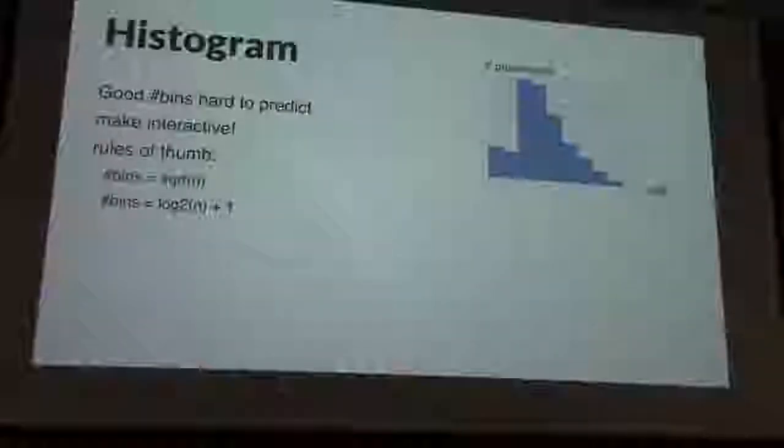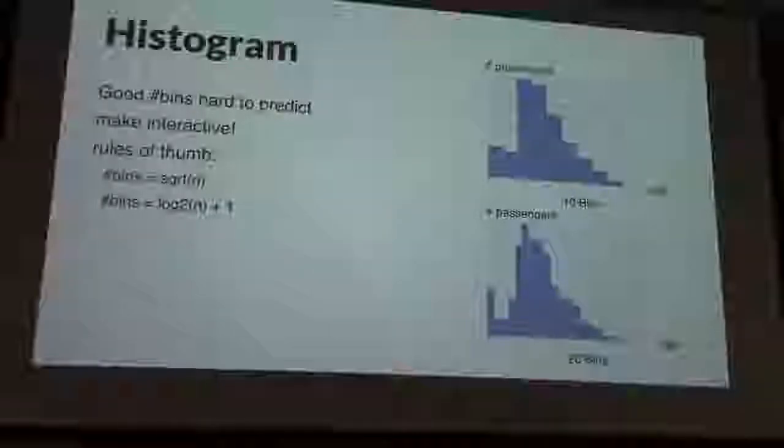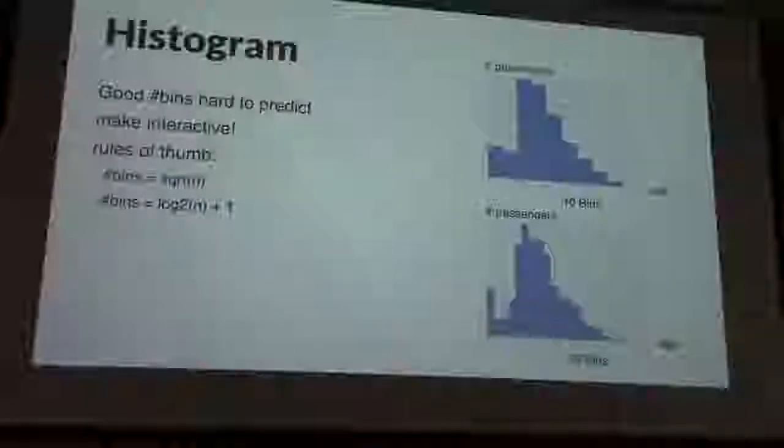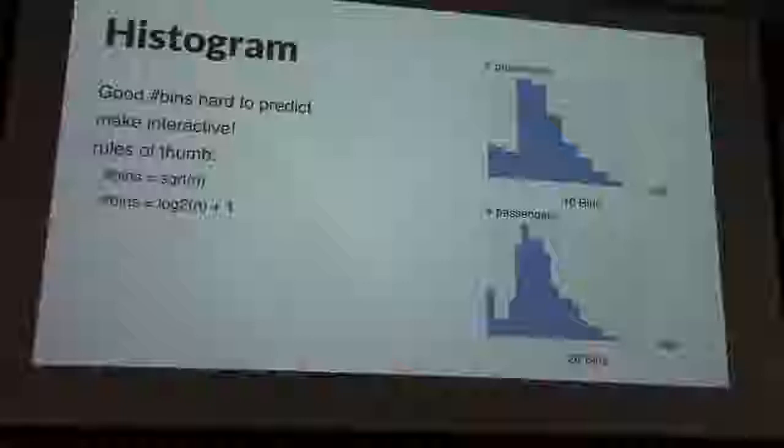What is a good bin size? For example, the square root of n, where n is the number of elements in your data set, or log2 of n plus 1, and so on. These are all estimates for what could be a good bin size. But all of these estimates make an assumption about the underlying distribution. So if you have a wacky distribution, some kind of rule of thumb is not going to help you. So here we have, for example, two histograms with different bins.